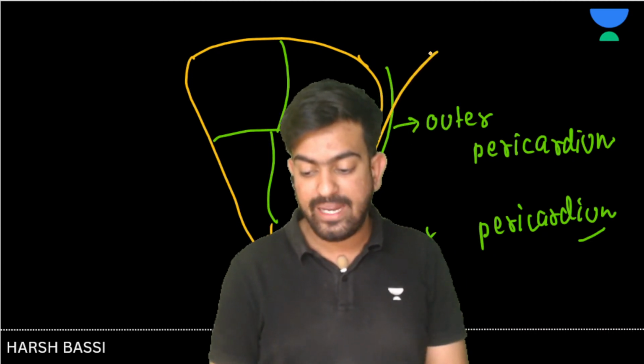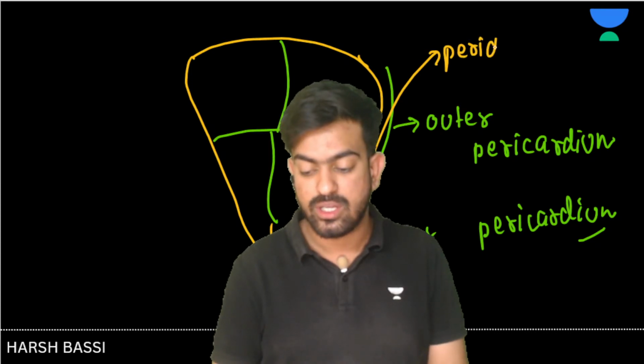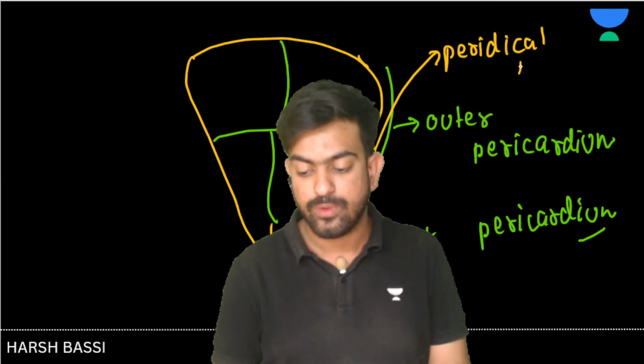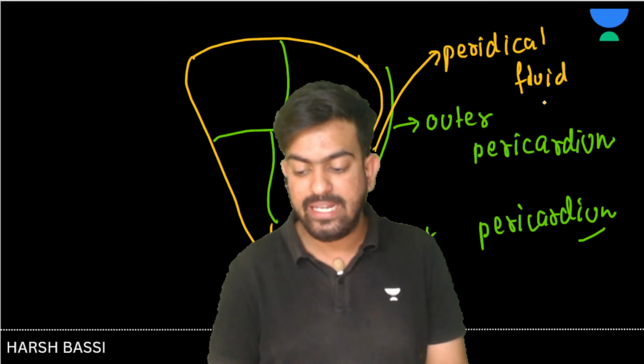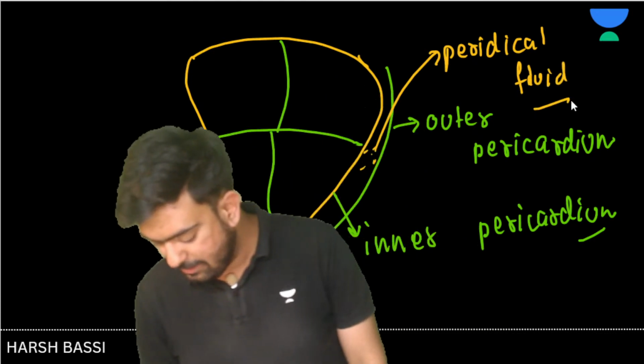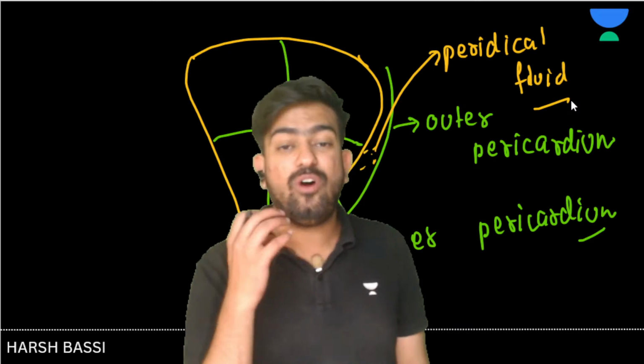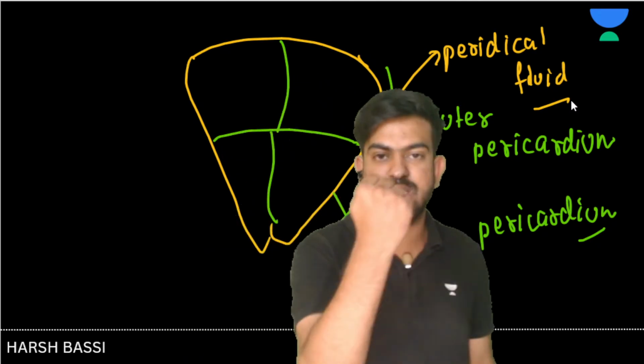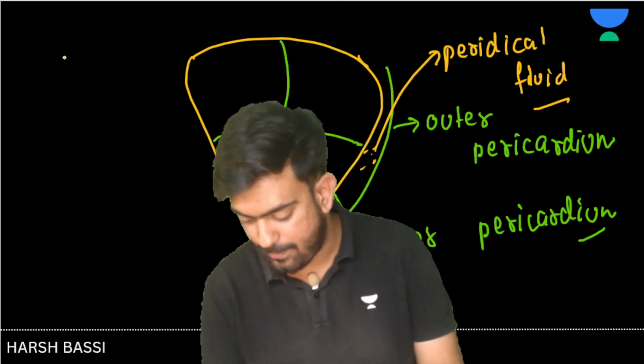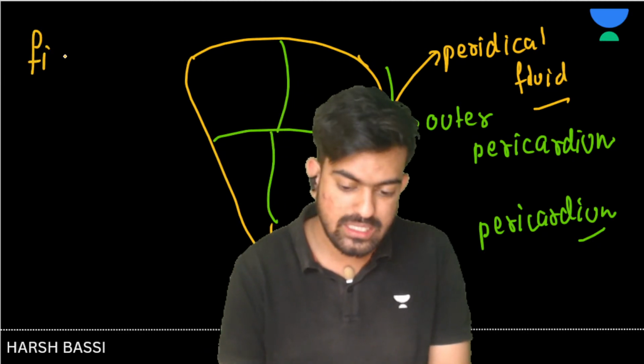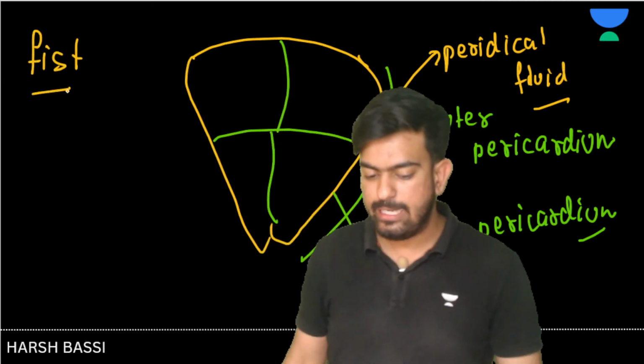Just like in lungs, as we saw, exactly the same: pericardial fluid is present. Clear? Okay, great. What is the size of our heart? This fist shape, fist size. Size of a fist. Clear?